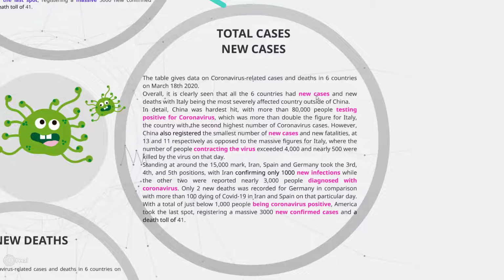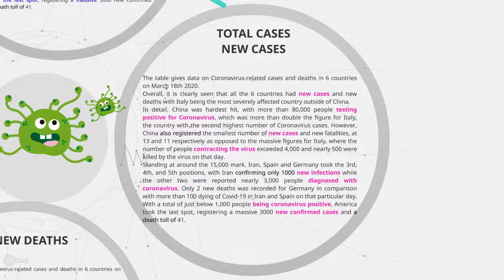For example, new cases, I can say people testing positive for coronavirus. Or I can say people contracting the virus. Or I can say new infections, people diagnosed with coronavirus, or people being coronavirus positive, new confirmed cases. This is a way to avoid repeating the words or phrases.